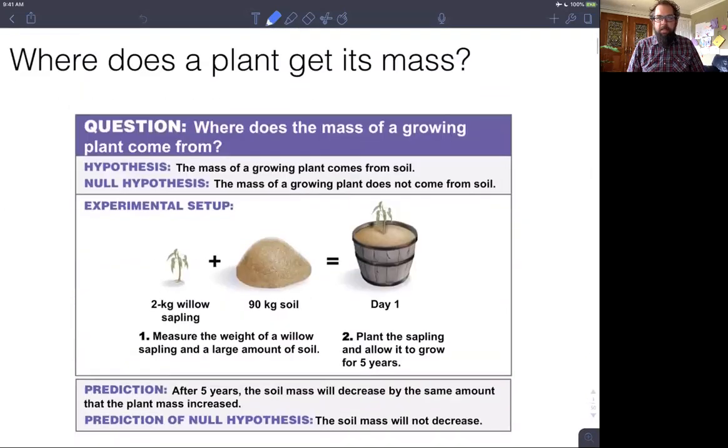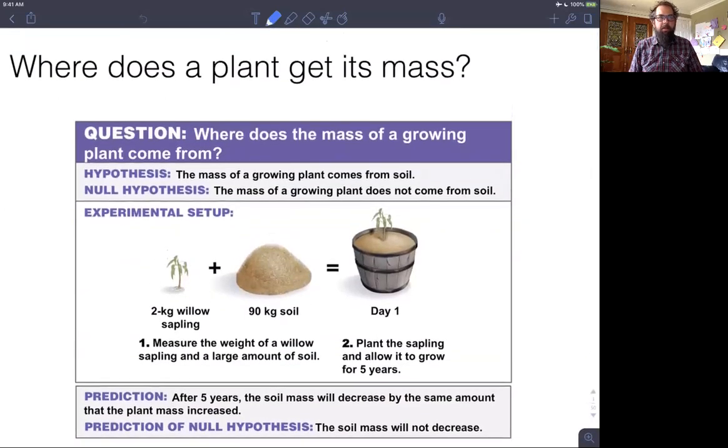So this is not a new question by any means. Where does a plant get its mass? This is an experiment that was done in the early 1600s by Jean-Baptiste von Helmont. He asked the question, where does the mass of a growing plant come from? And he set up a really simple experiment to address this question.